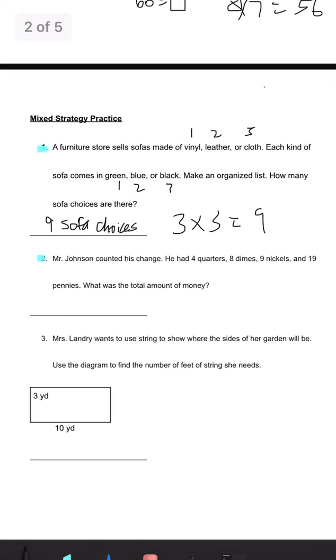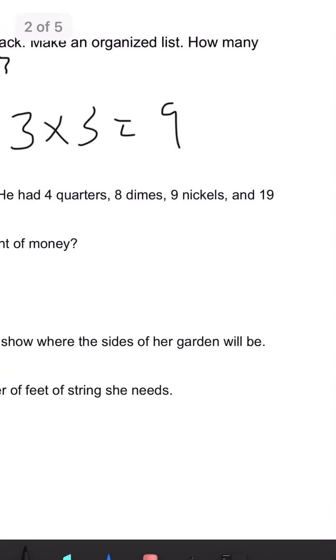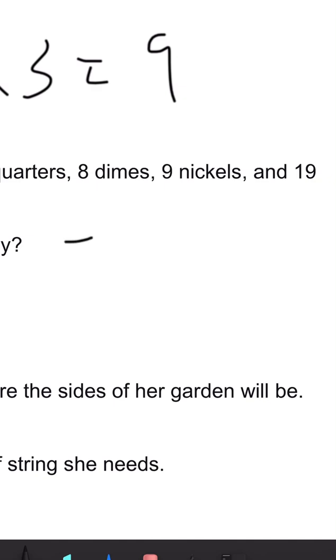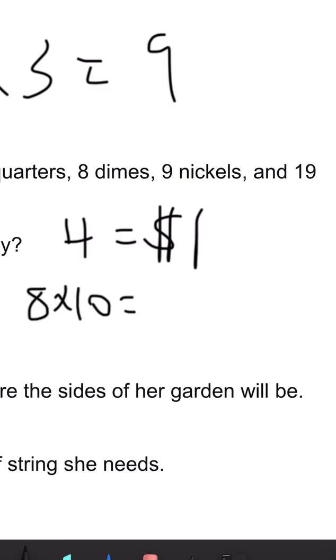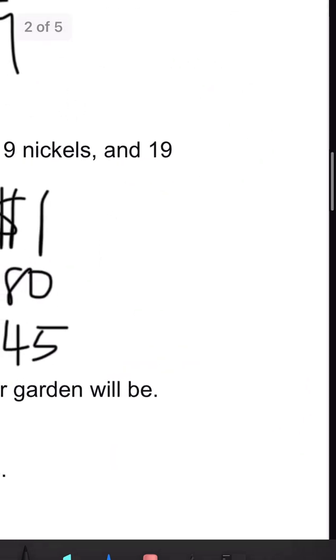Number 2, Mr. Johnson counted his change. He has 4 quarters, 8 dimes, 9 nickels, and 19 pennies. What was the total amount of money? We're going to convert all of these to pennies so it's easier to look at. We know that 4 quarters is equal to $1. 8 dimes is 8 times 10, 80 pennies. 9 nickels is 9 times 5, 45 pennies. And 19 pennies is just 19 times 1, so it's 19.